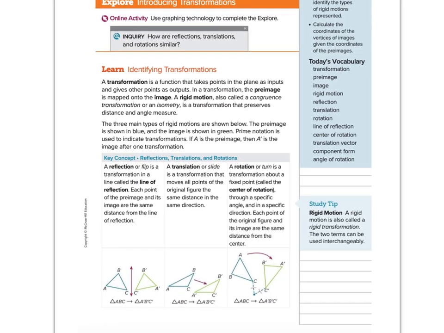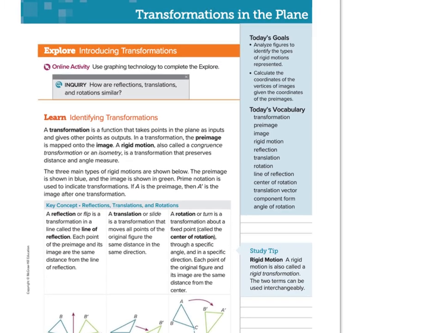In our text, they've gone over the same information, looking at their vocabulary, analyzing features and identifying the types of rigid transformations, calculating the coordinates of the vertices of the image given coordinates of the pre-image. We'll talk about the coordinate plane here. Transformation, what are they? Pre-image, that's where we start. Image, that's our new image. Rigid transformations maintain corresponding sides and angles. It's a congruent figure. Reflection, we have a line of reflection; translation; rotation, center of rotation. We'll talk about translation vector, but there you go, or angle of rotation.